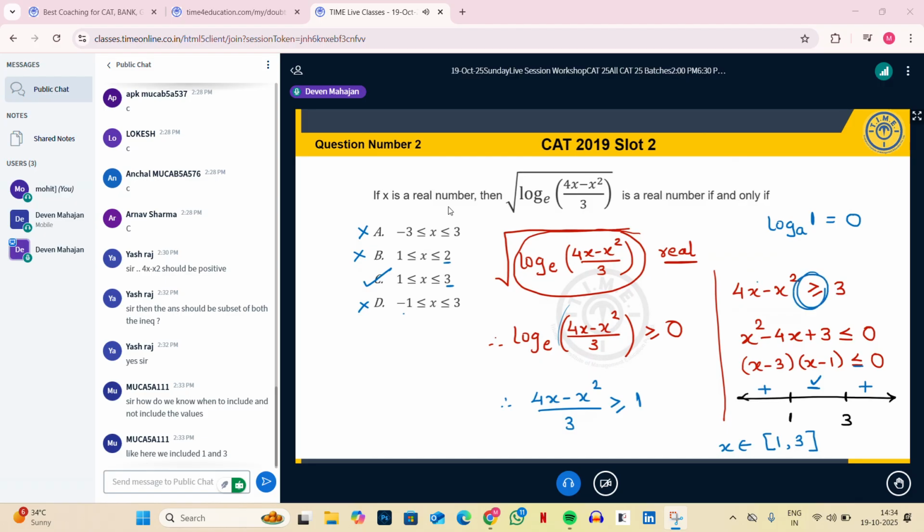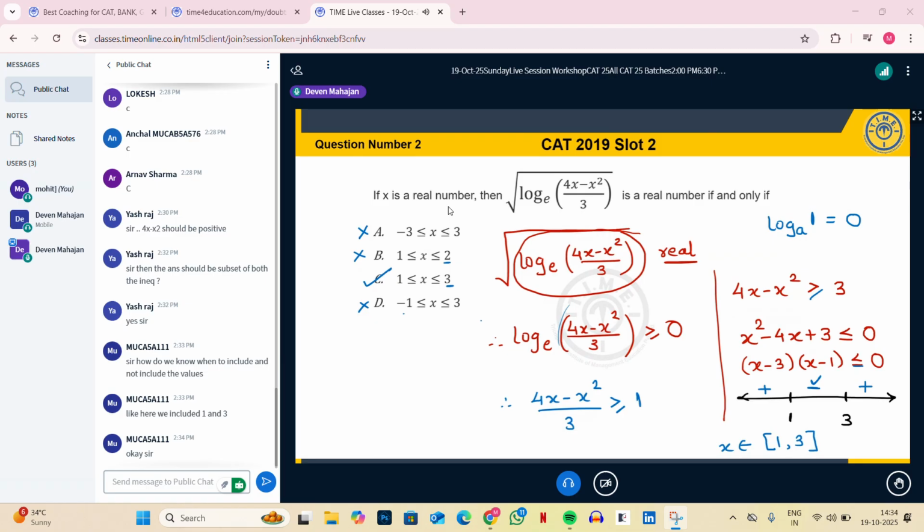ग्रेटर देन और इक्वल टू है ना, इक्वल टू भी चलेगा. सिंपली ग्रेटर देन होता तो फिर वो 1 and 3 को इंक्लूड नहीं करते. ऐसा अगर सिंबल होता तो 1 and 3 को इंक्लूड नहीं करते, बट सिंस इट इज ग्रेटर देन और इक्वल टू 3 तो इंक्लूड करना ना.